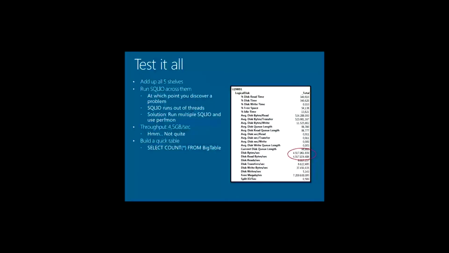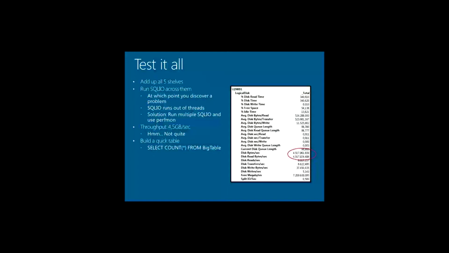So let's test it all out. Add up all 5 shelves, run SQLIO across them all. First problem we run into is that SQLIO runs out of threads. Not a big problem in that you can run multiple iterations of SQLIO, and rather than getting the nice report directly out of SQLIO, you can get the performance out of perfmon to find out what your performance is. And the aggregate performance from all 5 shelves ends up being 4.5 gigabytes per second. Not what we anticipated from scaling just the storage.